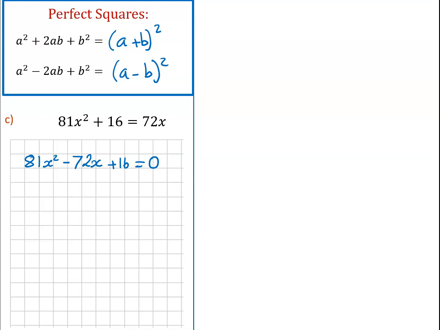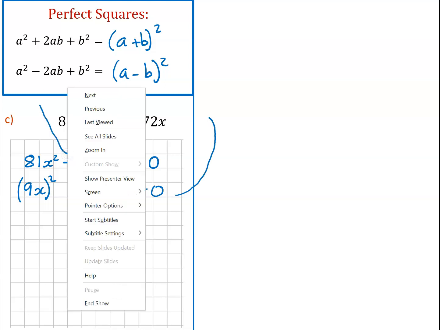Okay, now I was telling you about the perfect squares. When you see the number 81, what squared gives you 81? 9. So what about 81x squared? Well, that would be 9x all squared. Okay, what about the 16? 4 squared. Okay, let's put the 4 squared like that. Now we've got this minus 72x. I'm going to ignore the minus 72x for now, and first of all, hang on, there's a negative. It's looking like that one.